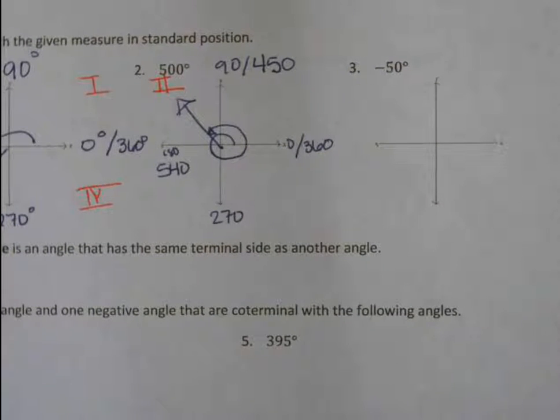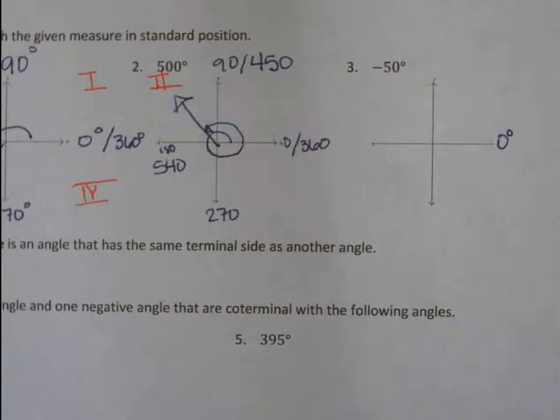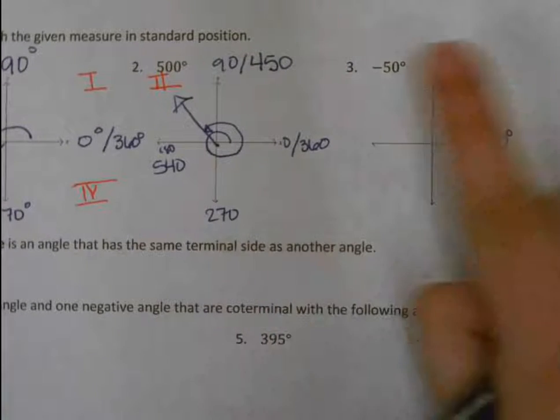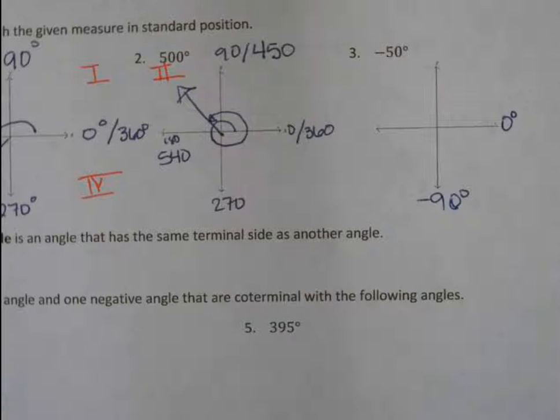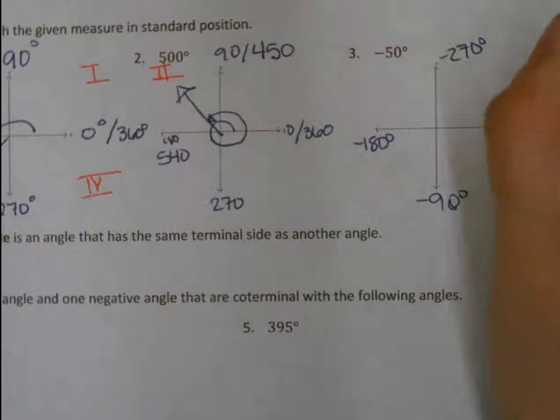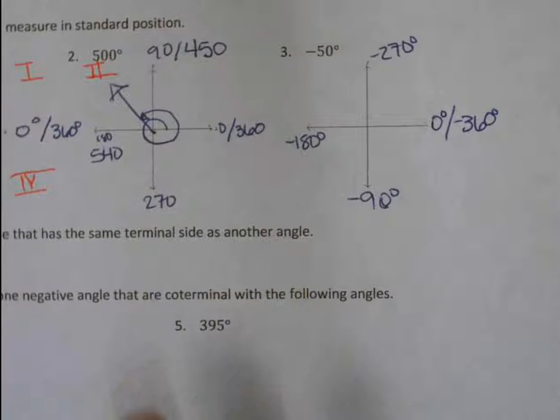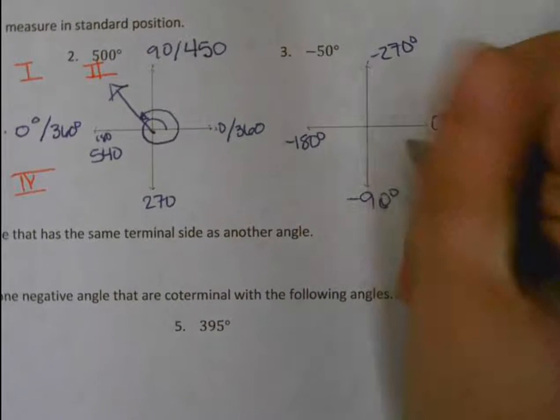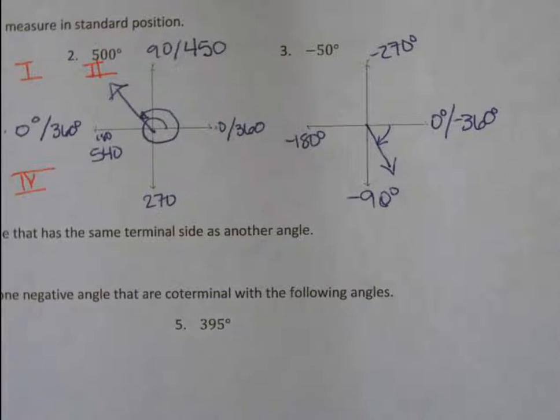Okay. So on number 3, I'm going to start here again. This is 0, right? I always start there. But because this one's negative, I'm working backwards. Negative 90, negative 180, negative 270, negative 360. Because negative always means go the opposite direction. So negative 50 is in between what two numbers? 0 and negative 90. Okay? So this time I draw my curve going the opposite way.